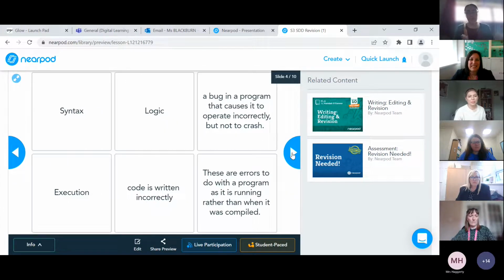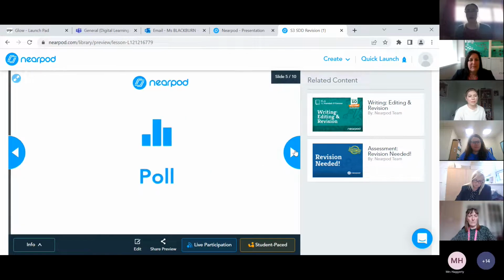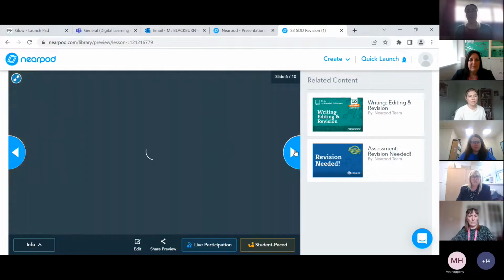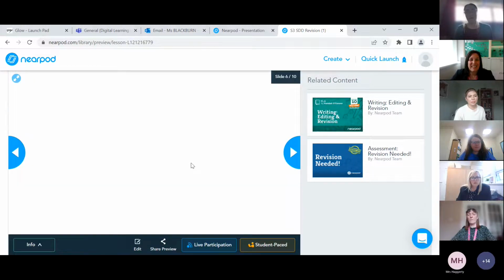But it was taking a shorter amount of time than it would have if I'd given them a worksheet to answer. Did a poll. This bit I quite like, if it's what I remember it to be.